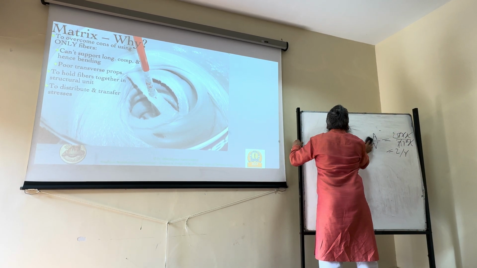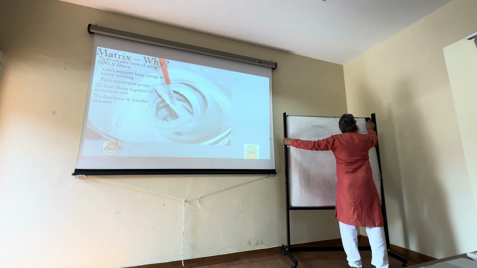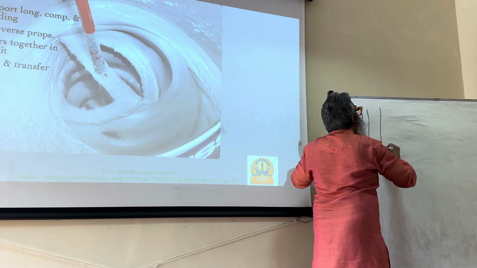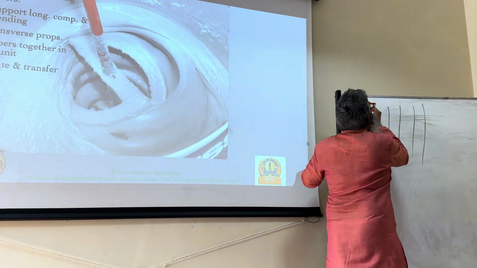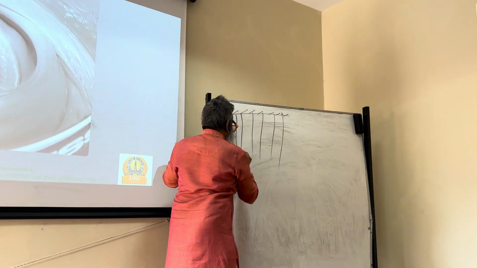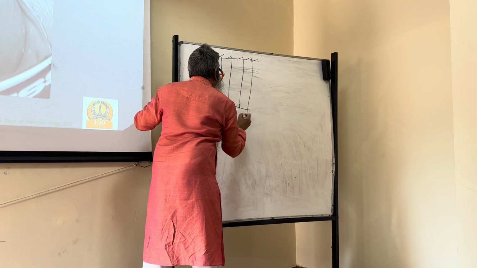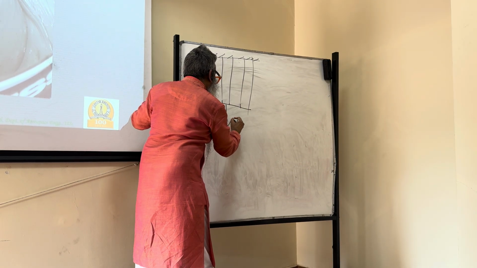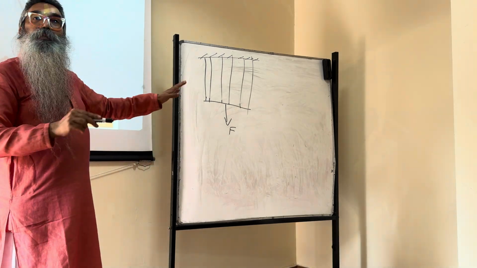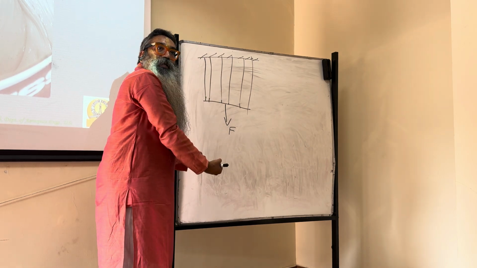Suppose I didn't have the matrix, I just had a bunch of fibers. Okay, and let's say these are joined and fitted somewhere. These are joined as well, right? And I apply a certain force to this. Now we know there's no matrix, okay? It's just a bunch of fibers. I'm trying to pull them all together, okay?